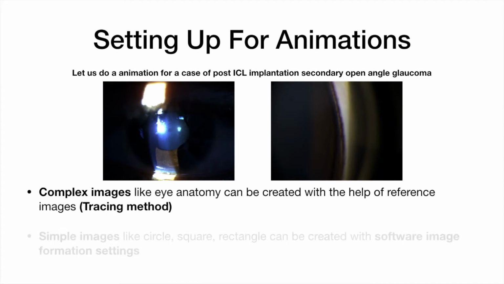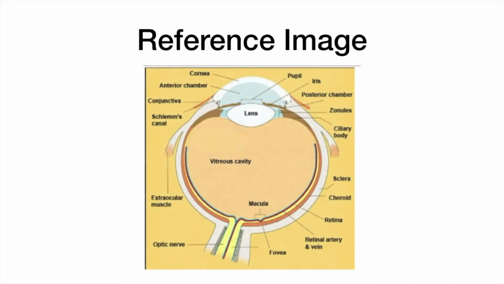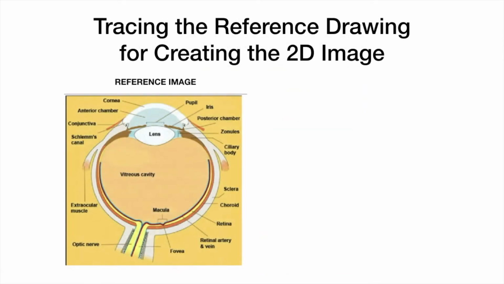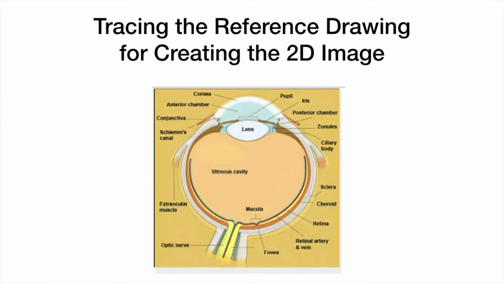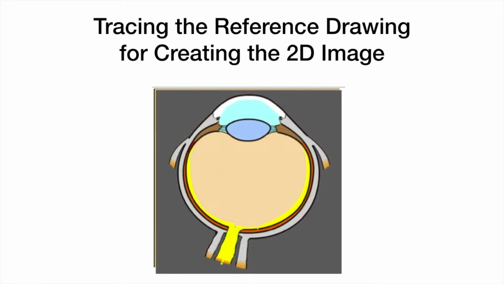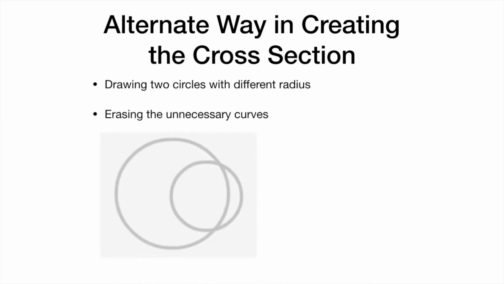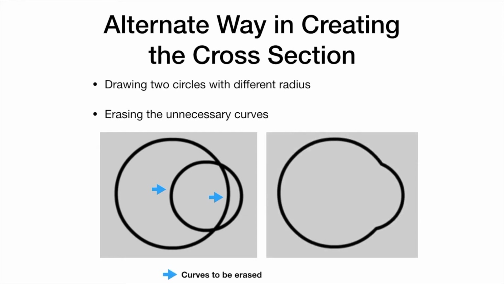For drawing a complex image like an eye, we need to have a reference image. For simpler images, tools in the software itself would suffice. Once a reference image is taken, now we need to trace the image in the computer for a digital image. Or there is an alternative way where we can draw 2 circles and the unnecessary curves can be erased. The blue arrows are showing the curves to be erased to get a good cross-sectional structure of the eye.